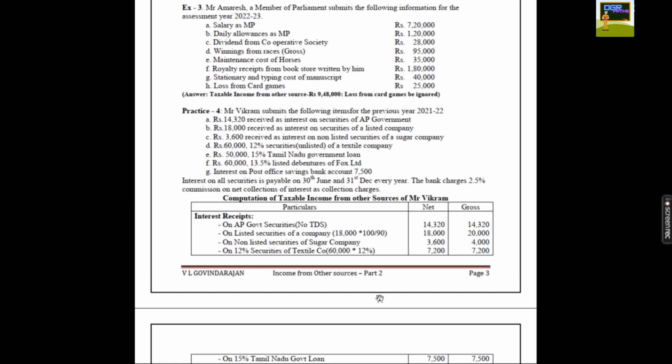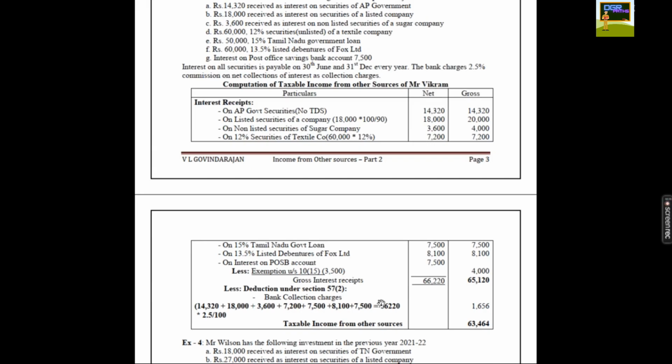And the 3,600 received as interest on non-listed securities, also it's a net, so we gross it up. And the 12% securities of unlisted companies. So 60,000 is the amount of investment into 12%. We have to compute the net and the gross. And 50,000 into the 15% Tamil Nadu government loan, also fully taxable. No TDS for the TN government.